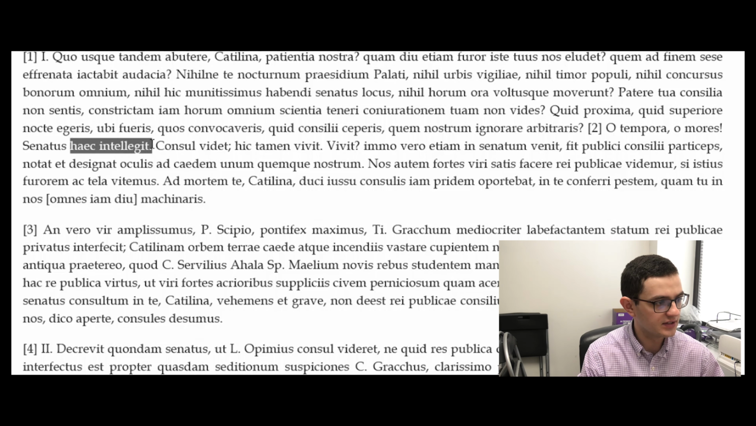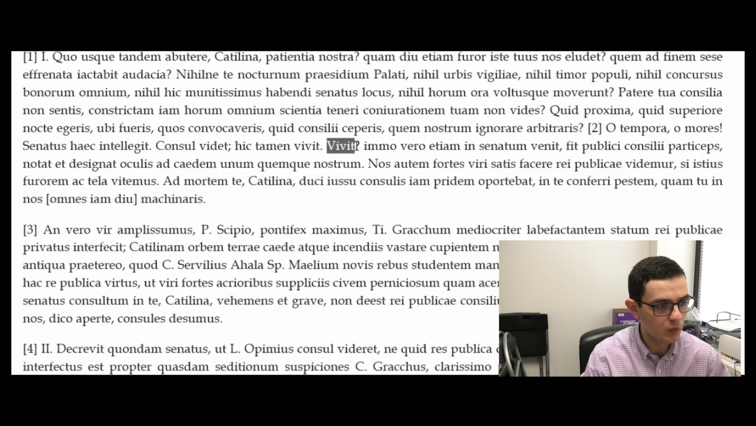The haec interlegit, haec being neuter plural, consul videt, consul is Cicero himself. He often likes to refer to himself in the third person. And then the hic is Catiline, hic tamen vivit. But then the next sentence starts with vivit. So this is an anadiplosis, a rhetorical technique where a word ends one sentence and then starts the next sentence, used quite effectively here by Cicero.